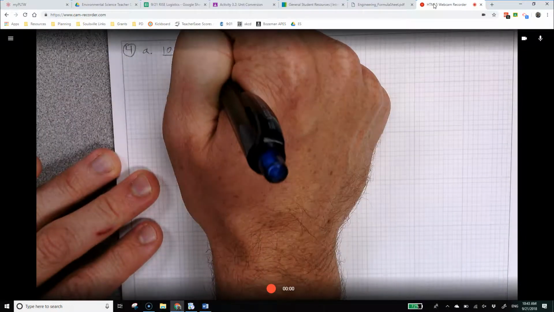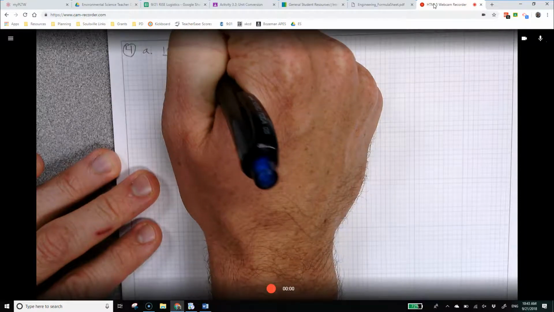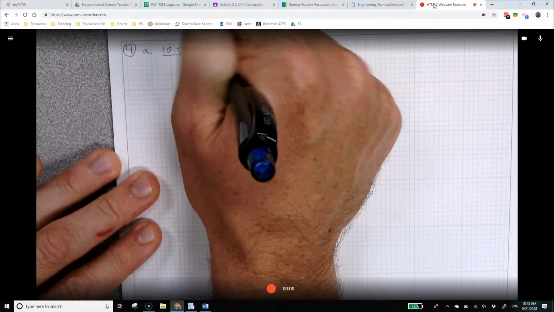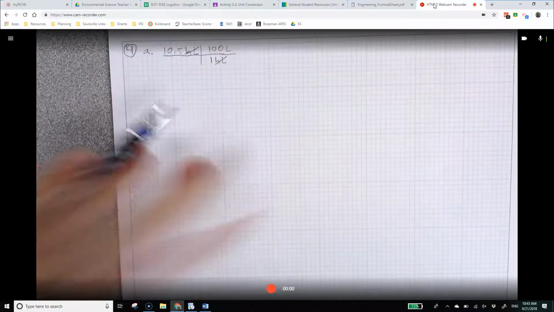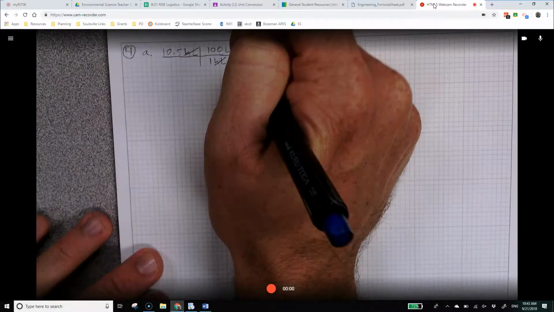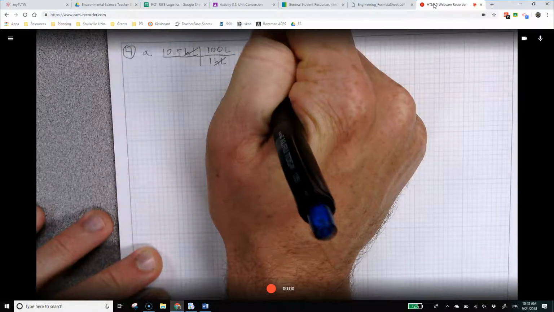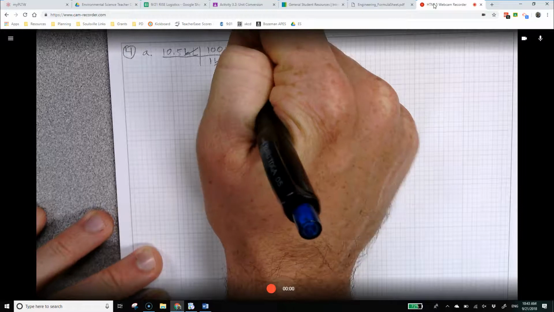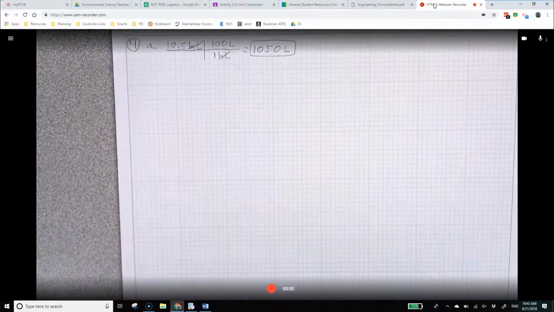So 1 hectoliter is 100 liters. Cross out hectoliters, and then I just need to multiply that. Can I get a volunteer or get somebody to just multiply for me 10.5 times 100? Anybody with a calculator? Times 100, yes. 1,050. All right, 1,050 was my answer for A.